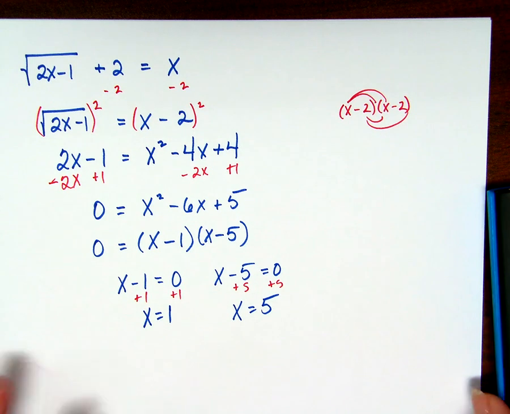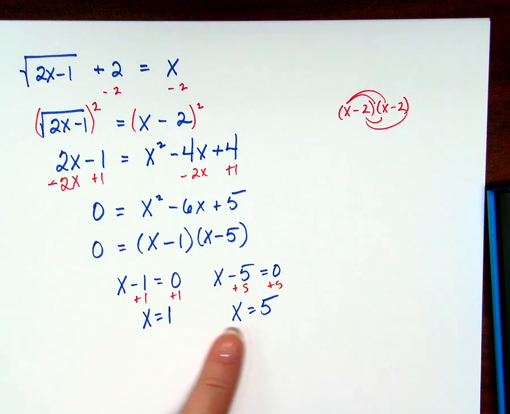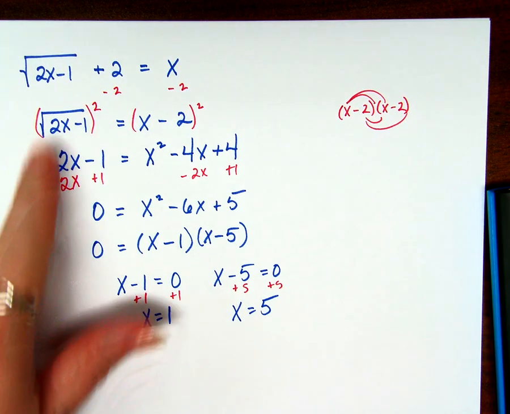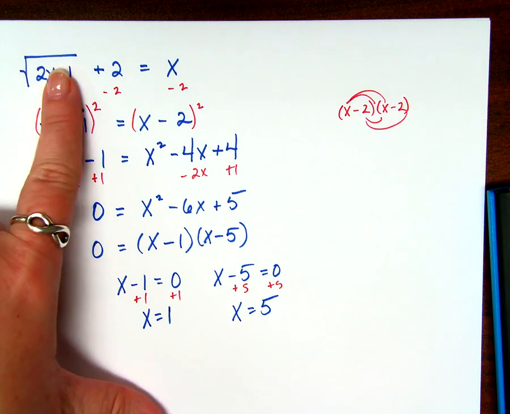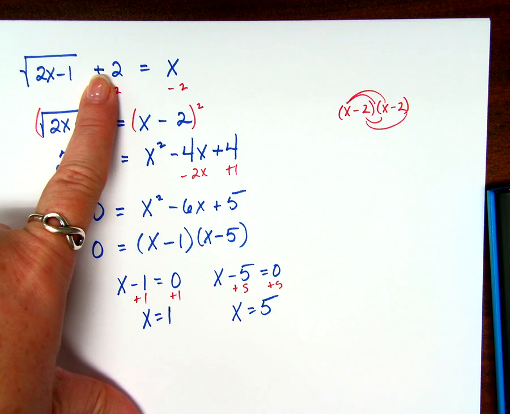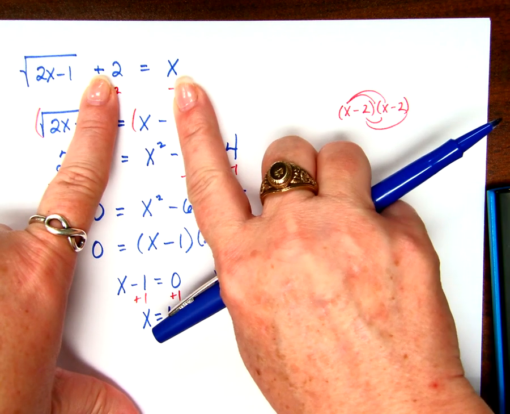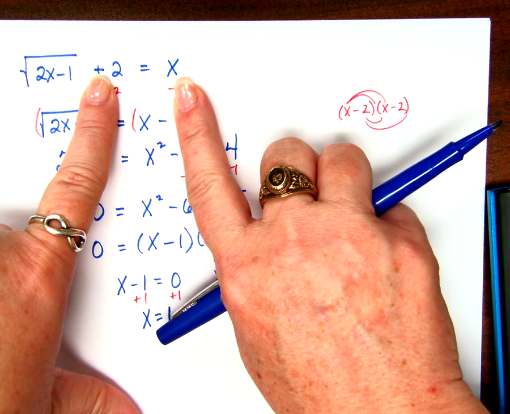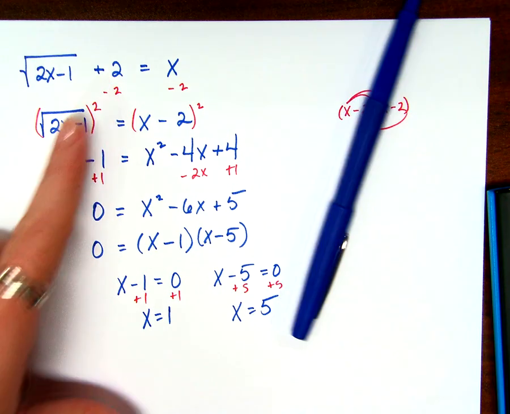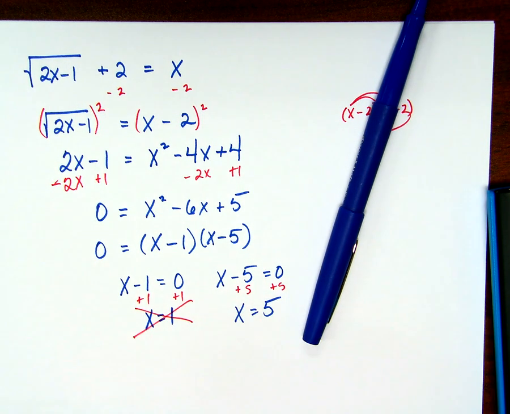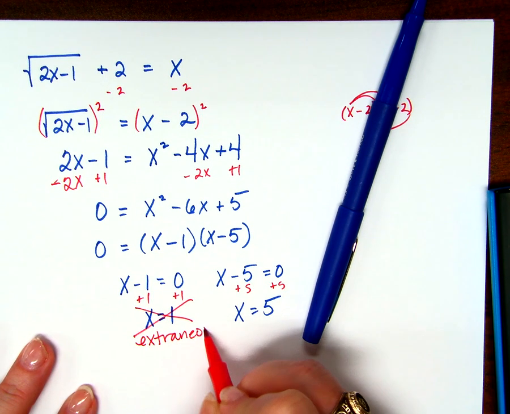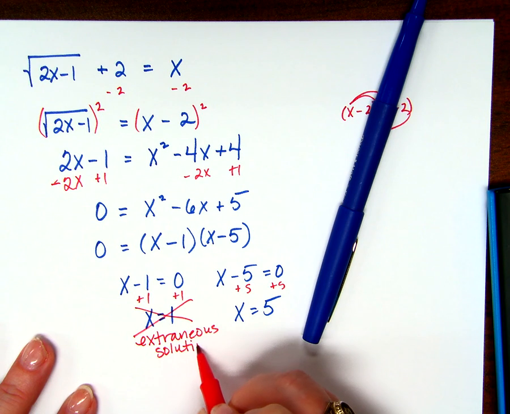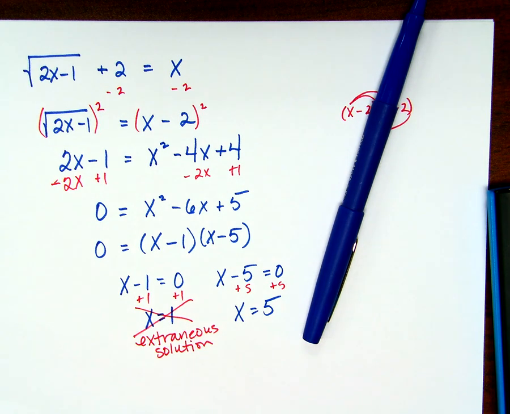It really is. Okay. Which one do you want to try first? 1 or 5? 1. 2 times 1. 2 minus 1. What's the square root of 1? 1 plus 2? 3 equals 1. Did we do something wrong? No, we did not. It doesn't work, right? Do you remember what this is called? It's an extra solution we got when solving that just doesn't actually work when you plug it in.